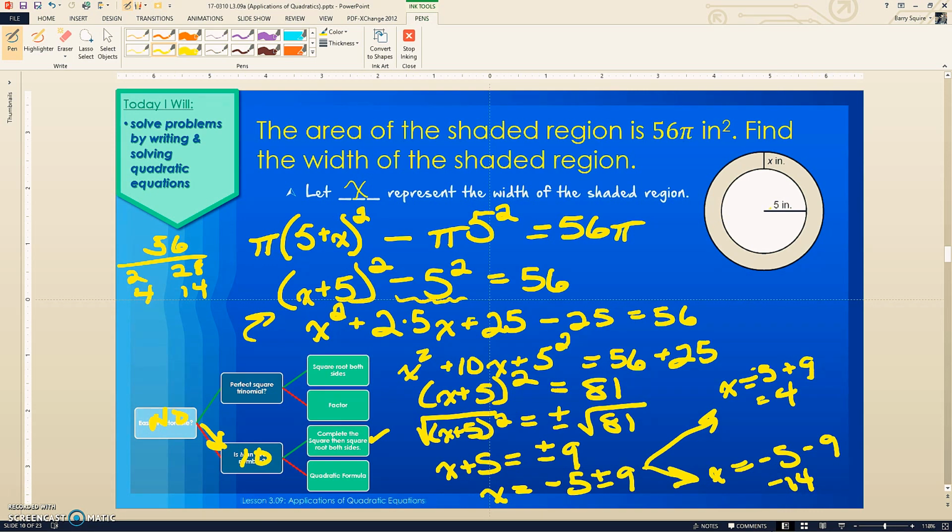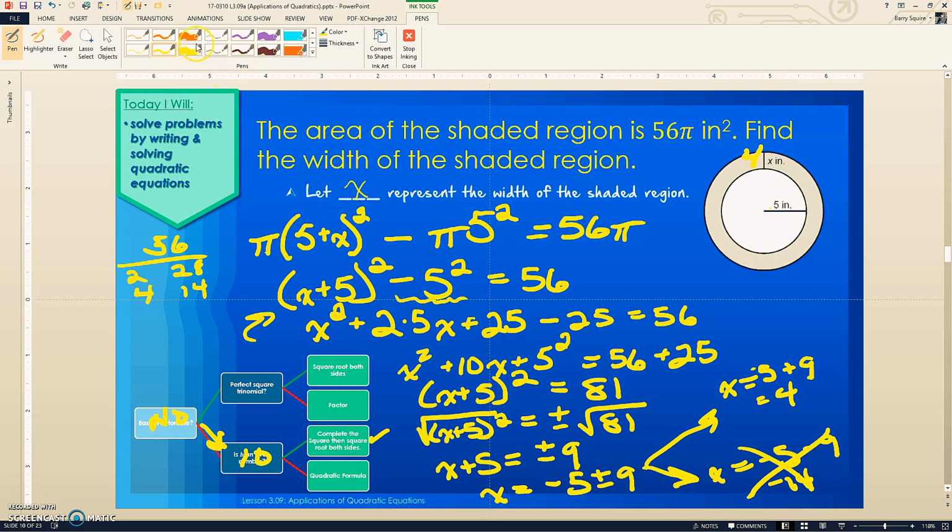So we're looking at a distance, a length, a width, which can never be negative. So we have to ignore that answer. We can say that the width of the shaded region is 4 inches. Now let's check this out and make sure it works. We're going to take the area of this circle that now has a 9-inch radius.